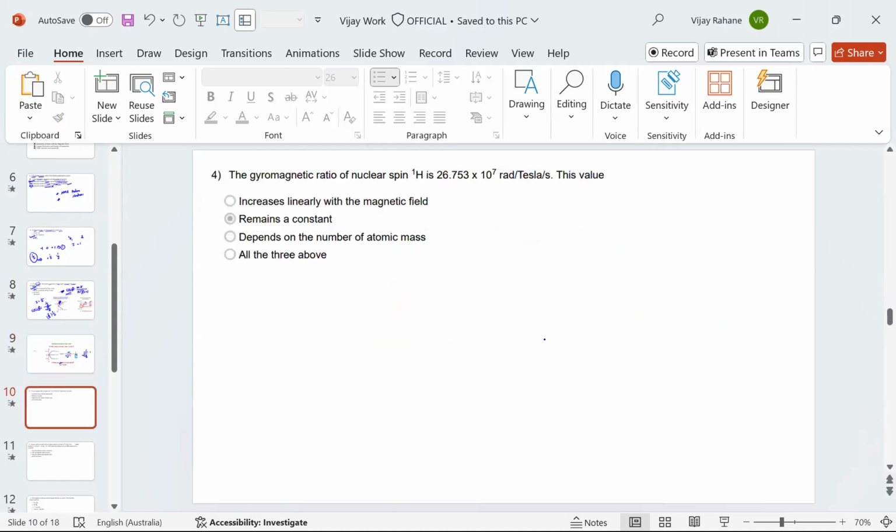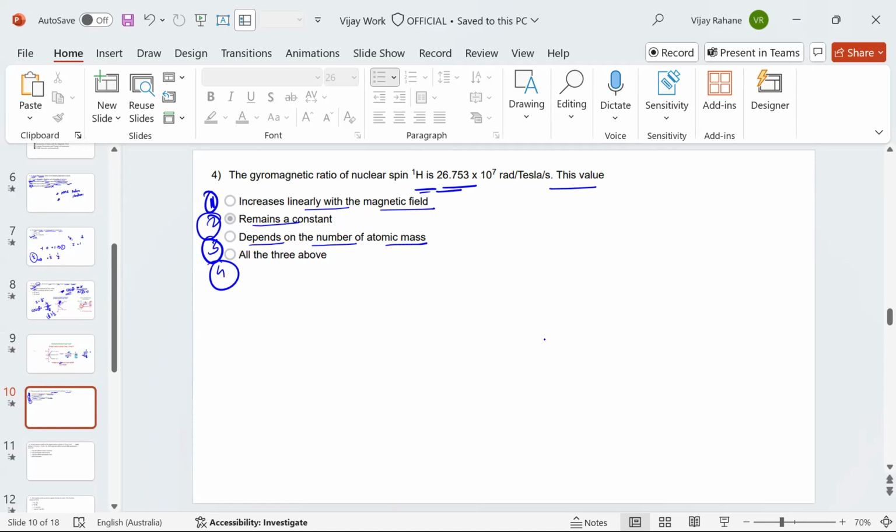All right. So the fourth question: the magnetic ratio of the nuclear spin 1H is 26.753 into 10 raised to 7 radian per Tesla per second. For this value, we have been given 4 options. The first option is increases linearly with magnetic field. The second option is remains constant. The third option is depends on the atomic mass, and the fourth option is all the above. So we have to pick whichever option is correct. Does anyone have any idea which option is correct here?